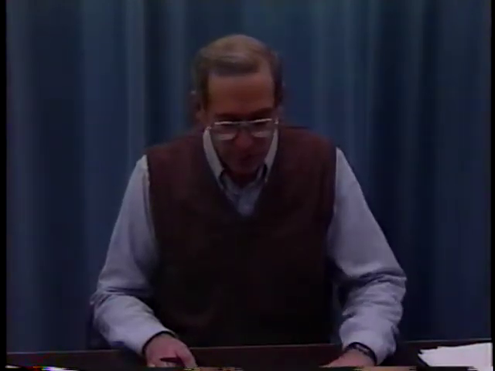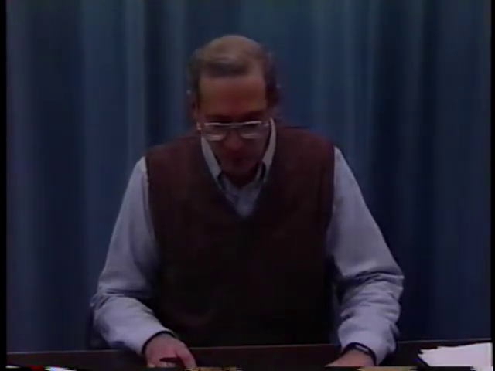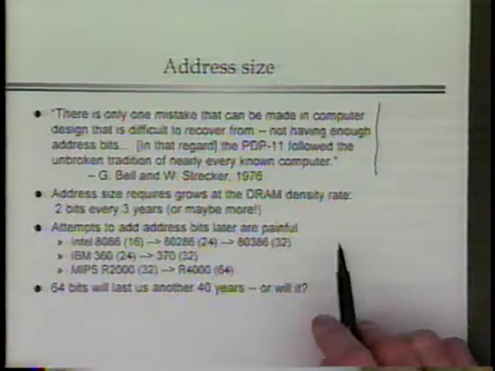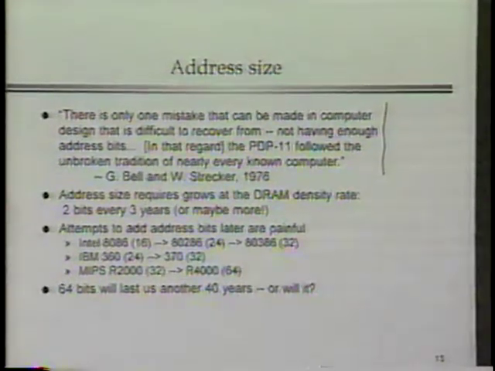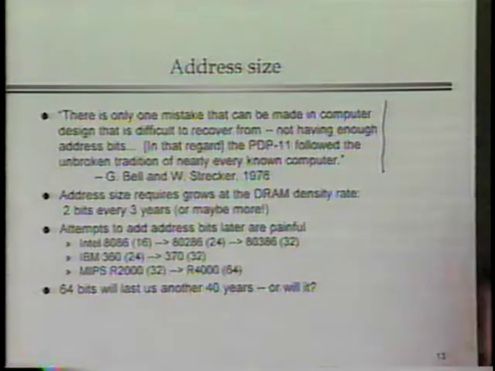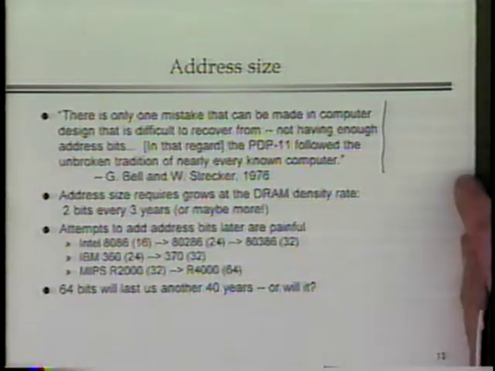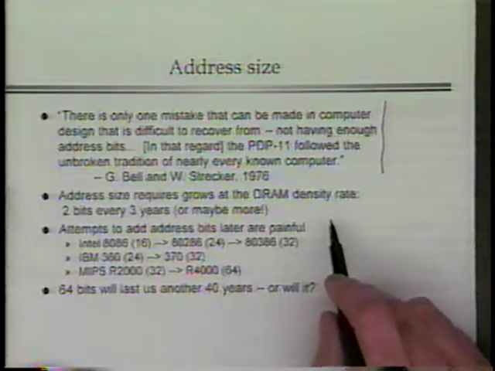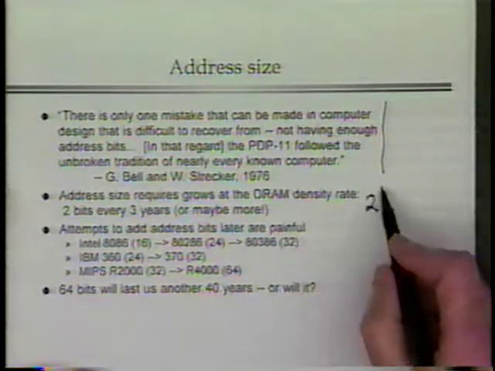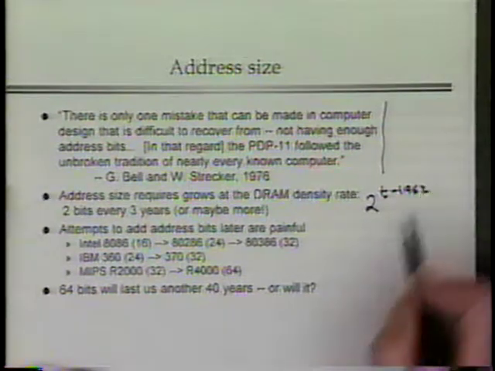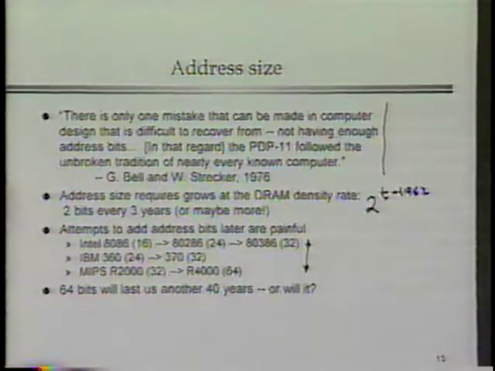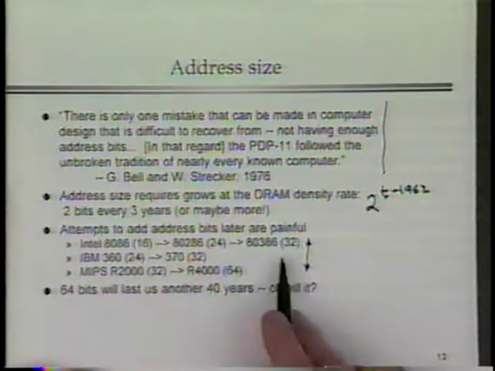This is an issue which I've beaten you up about before. Make one final attempt at convincing you that it's important. Provide enough address bits in your instruction set architecture for the expected lifetime of your machine. Remember that it grows at about 2 bits every 3 years or maybe more, 2 to the t minus 1962. And there are lots of good examples of this transition that was done extremely painfully, sometimes in multiple steps.